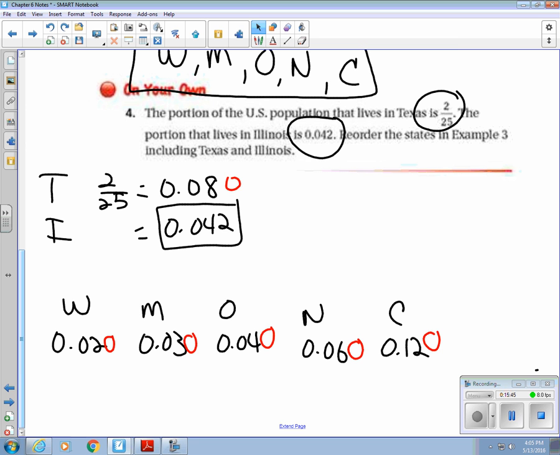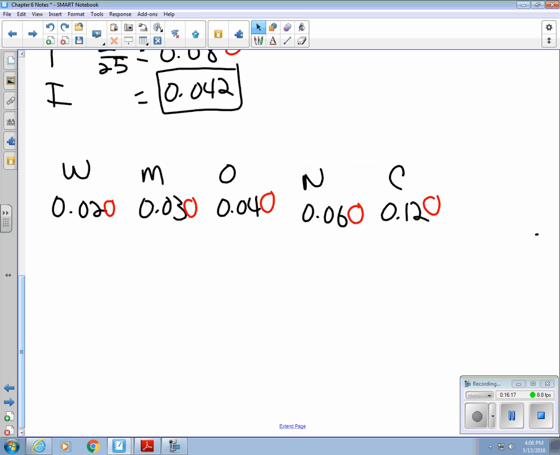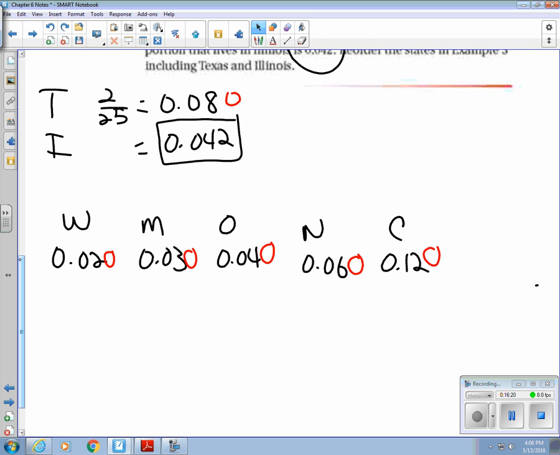Okay? And now when we go to compare these numbers, I don't need to worry about the decimal point and any zeros that come before the number. I'm just looking at the 2 numbers, 8 and the 0. This represents 80. Illinois has 42, and this is out of 1,000. Washington has 20, Michigan 30, Ohio 40, New York 60, and California 120. So those are the numbers I'm looking at when I go to put this in order. All right?